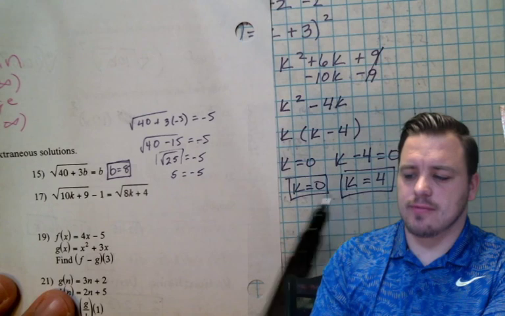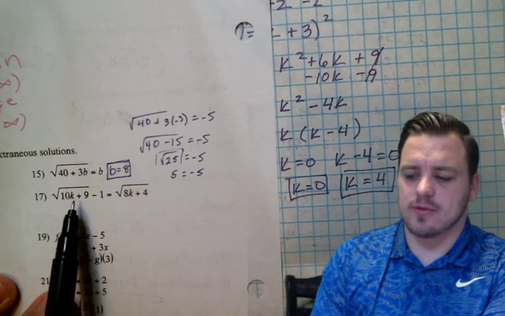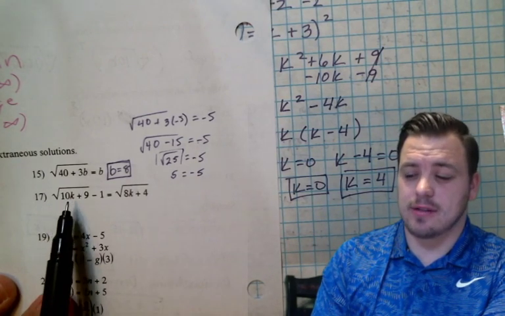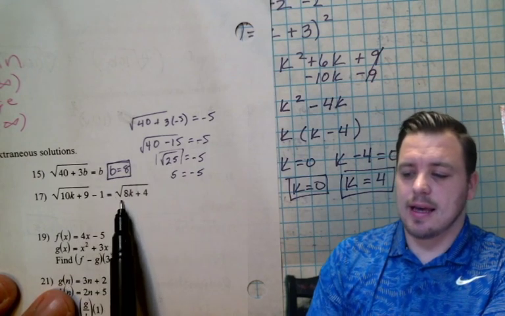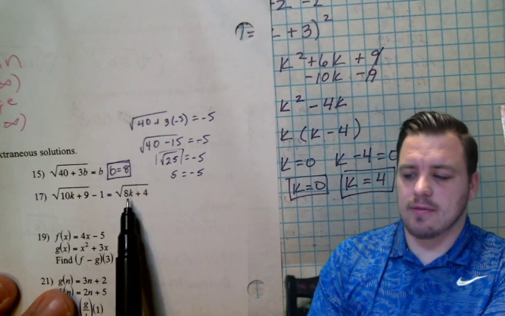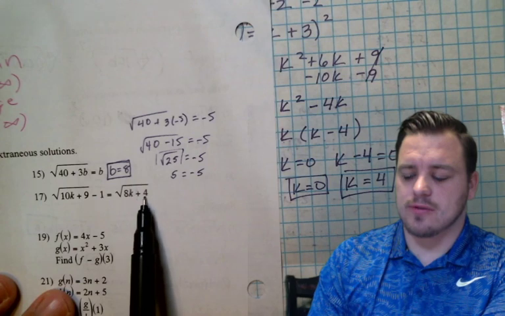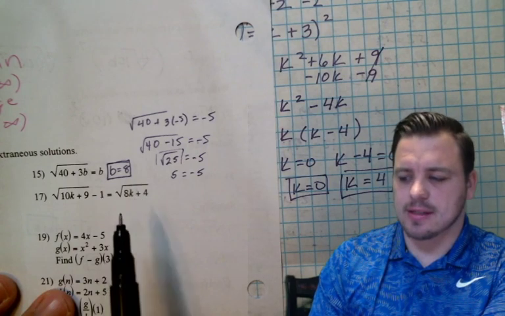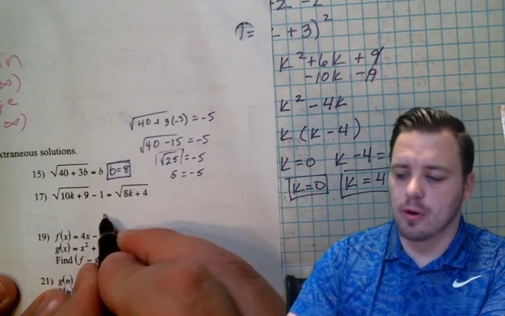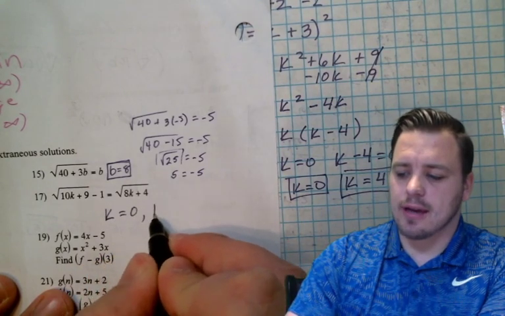So 0 is good. Plug in a 4. That's 40 plus 9, which is 49. The square root of 49 is 7. 7 minus 1 is 6. 8 times 4 is 32. 32 plus 4 is 36. The square root of 36 is 6. So those both work. K equals 0. K equals 4.